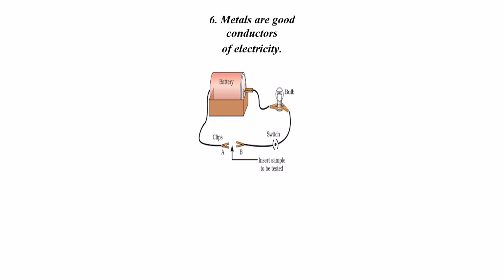The sixth physical property of metals is that they are good conductors of electricity. Let us perform a simple activity to find out if this is true or not. Set up an electric circuit as shown below. Place the metal to be tested in the circuit between terminals A and B. If the bulb glows, the metal is a good conductor of electricity. If the bulb does not glow, the metal is a bad conductor of electricity.